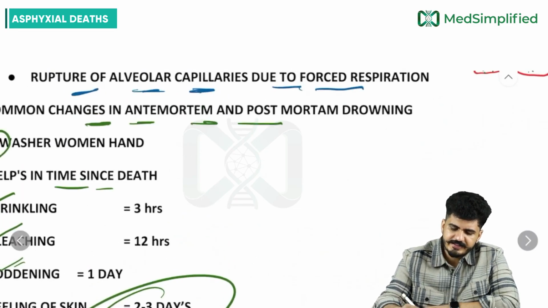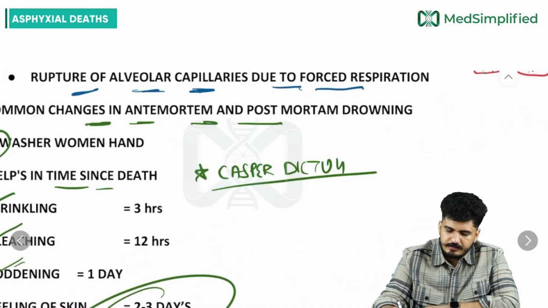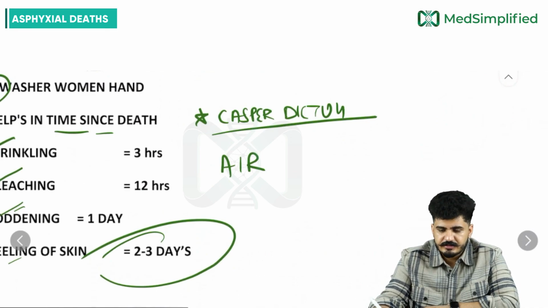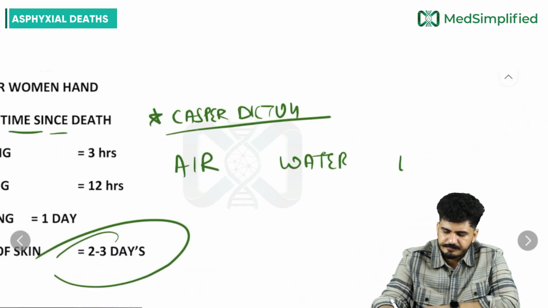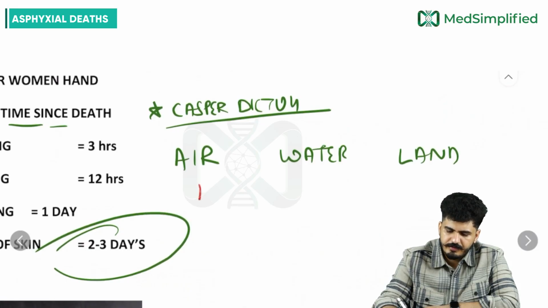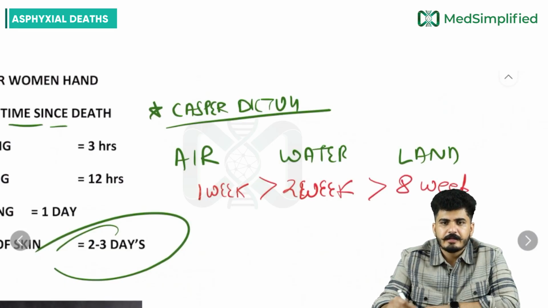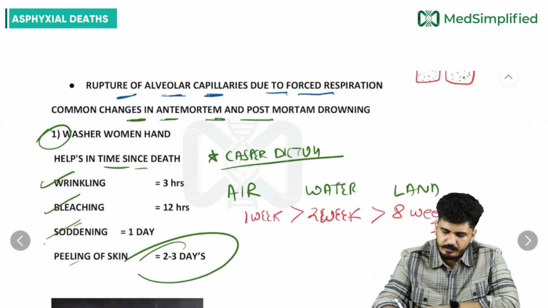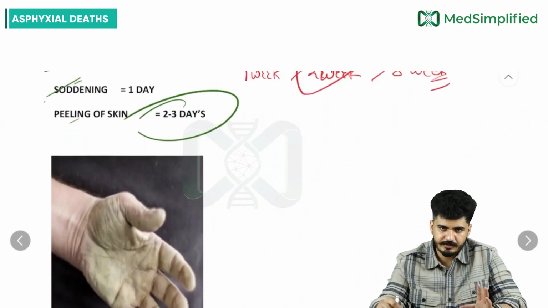You have heard of a thing called Casper's dictum. Sir, first of all, there is air, where the rate of decomposition is very high, then water, and then land. In air, it is 1 week. In water, it is 2 weeks. On land, it is 8 weeks. These are the rates of decomposition. So, in water, you can see what is happening: wrinkling, bleaching, sodden appearance, then peeling of skin. Body decomposition will happen.